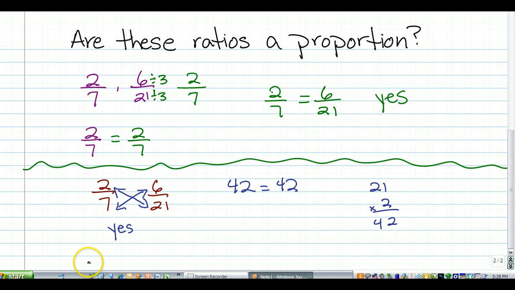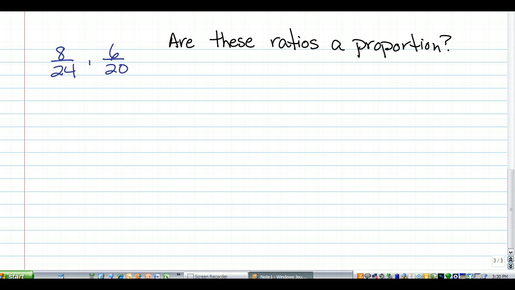So it's usually a little easier to do when you have large numbers, and all you have to do is crisscross multiply. Okay, let's take a look at another one, and let's apply what we know. Okay, we have 8/24 and 6/20, and we want to know, are these ratios a proportion? Basically, another way of saying is, are they equal? Okay, so we get out our handy-dandy calculators, and we're going to multiply 24 times 6 and 8 times 20, and we'll see if they're equal. Now 8 times 20 we can do in our head.